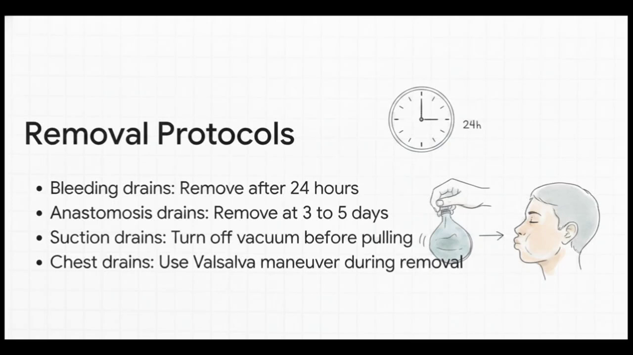For chest drains, it requires precise physiological maneuvers. The patient performs a Valsalva maneuver, taking a deep breath and forcefully holding it, maintaining positive intrathoracic pressure so atmospheric air doesn't suck back into the pleural space while the tube is pulled.